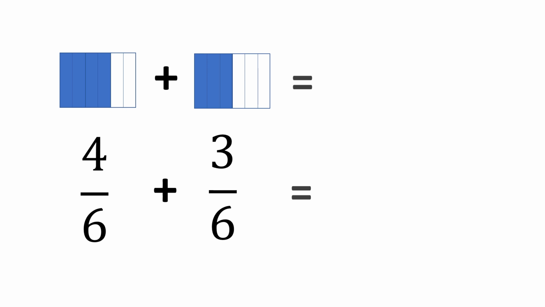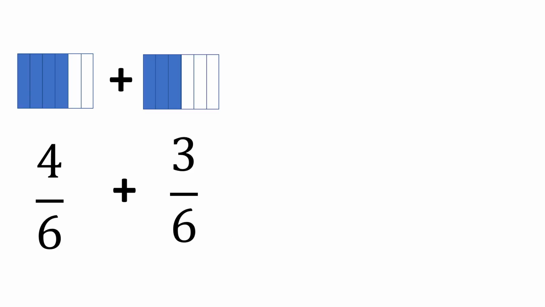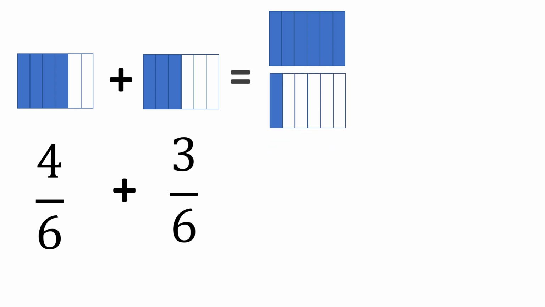And we cannot put the 7 shaded parts in a whole that only has 6 parts. So this is 6 out of 6, but the remaining 1 out of 6 will be in another figure. So that is 6 out of 6 and another 1 out of 6, a whole and 1/6. So we copy the denominator 6 and add the numerators, 4 plus 3 is 7.